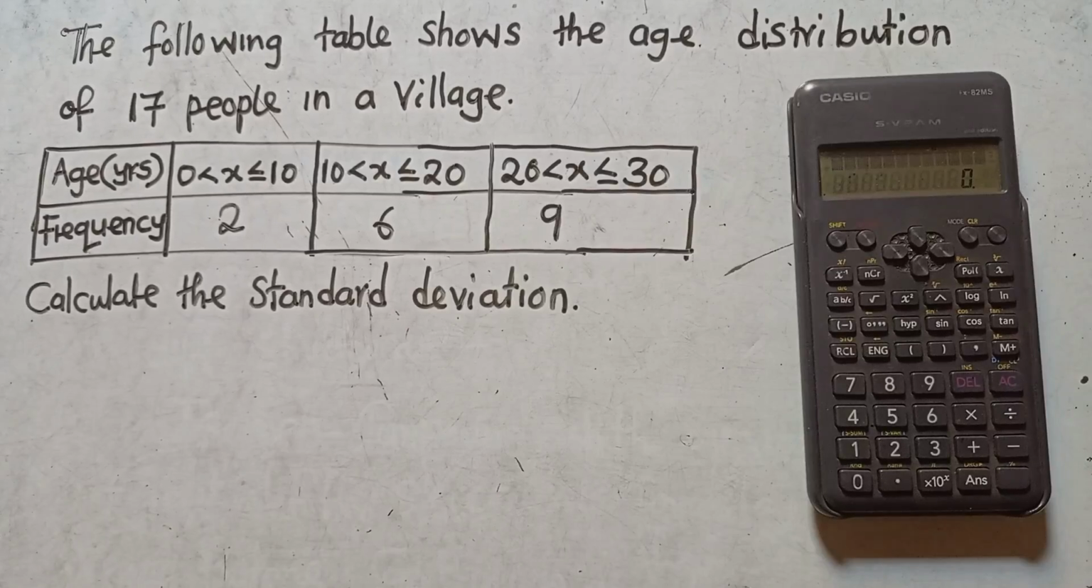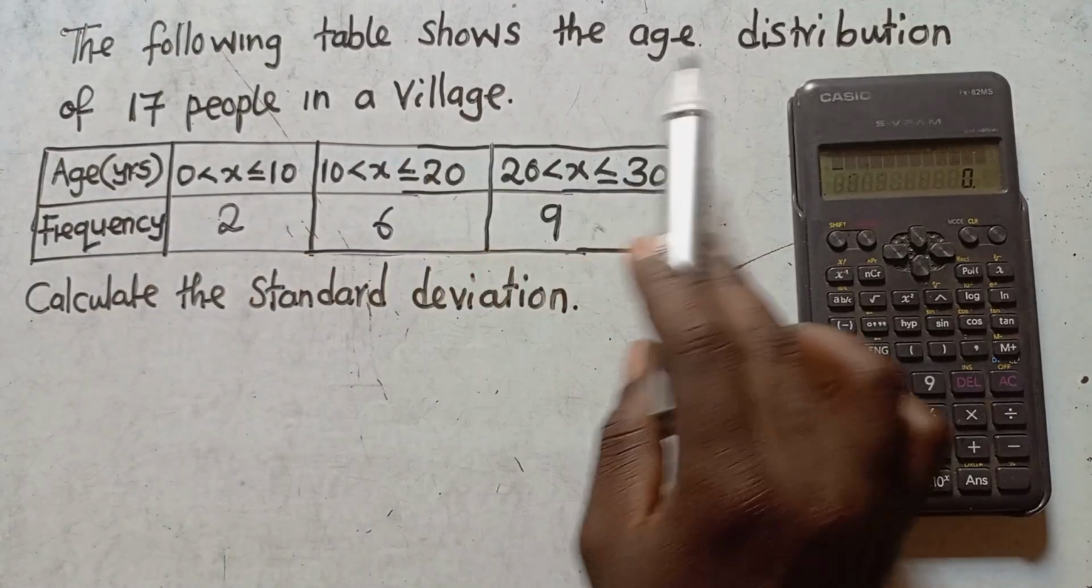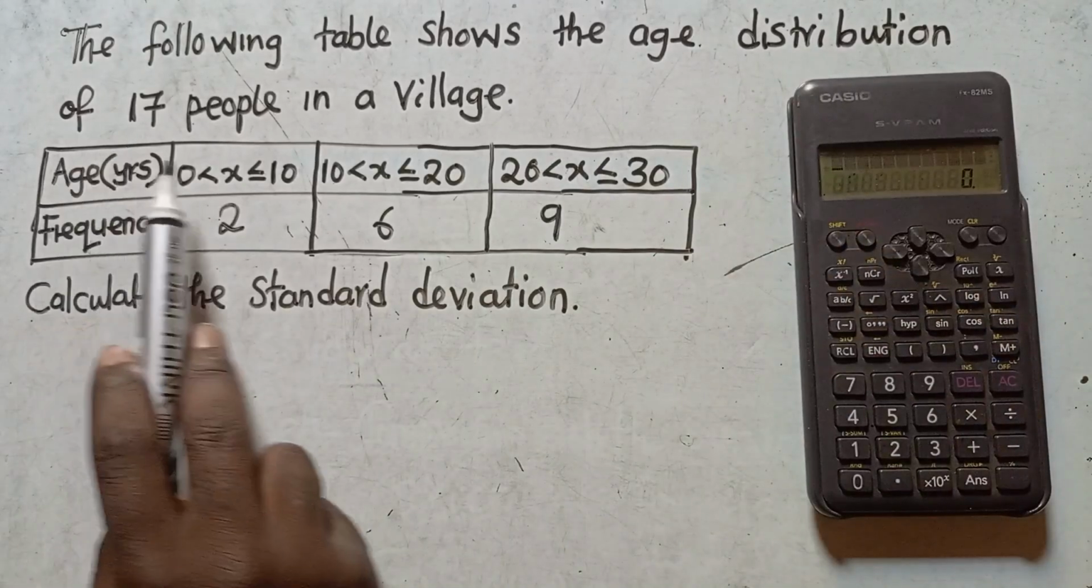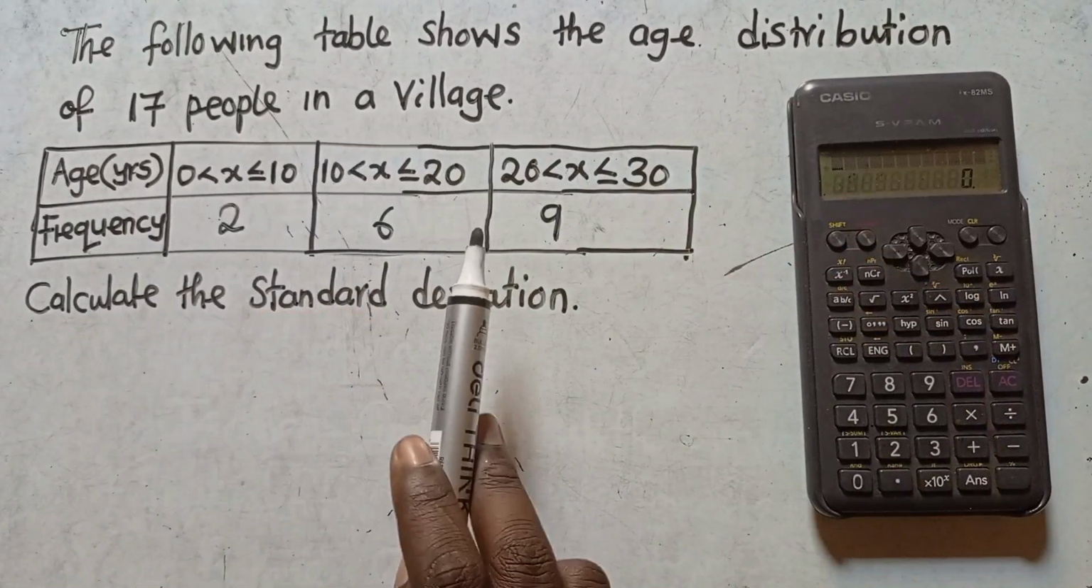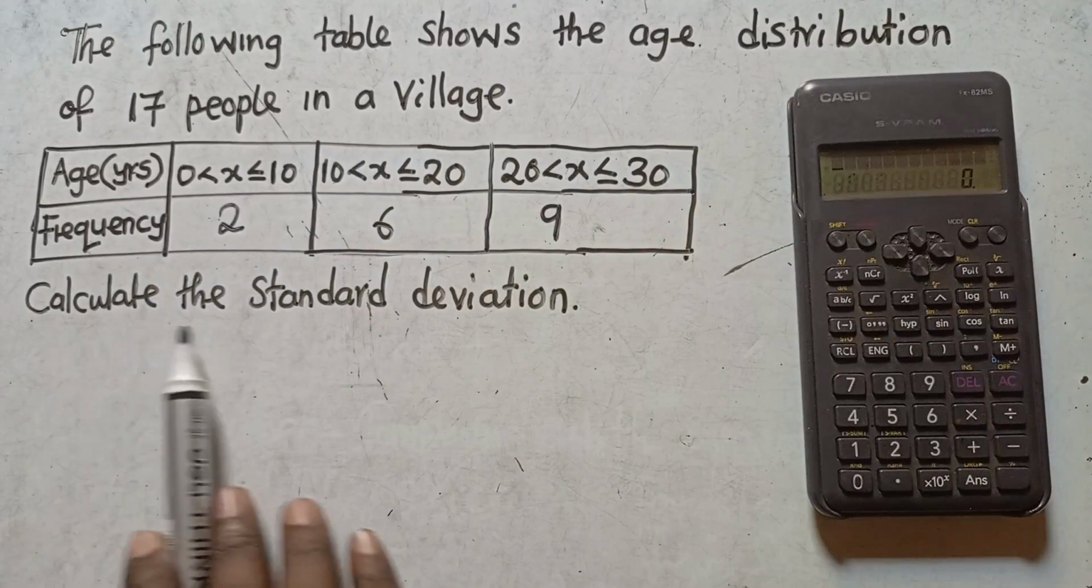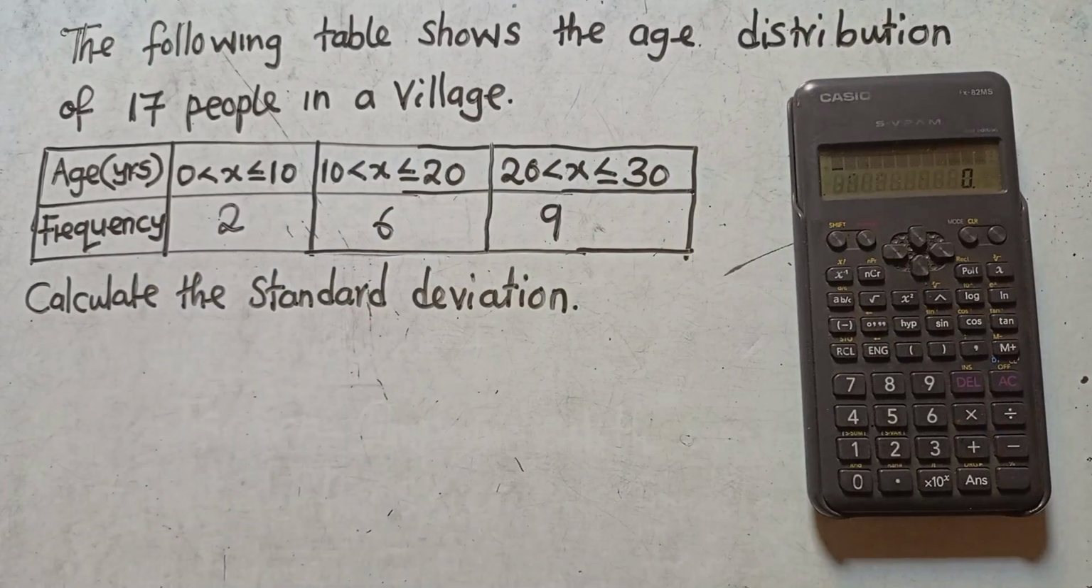I want to teach you how to answer questions under statistics where you are told to find the standard deviation. This is grouped data. The following table shows the age distribution of 17 people in a village. First question, calculate the standard deviation. So we are told to calculate the standard deviation.